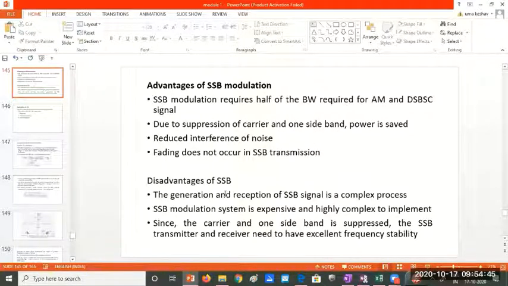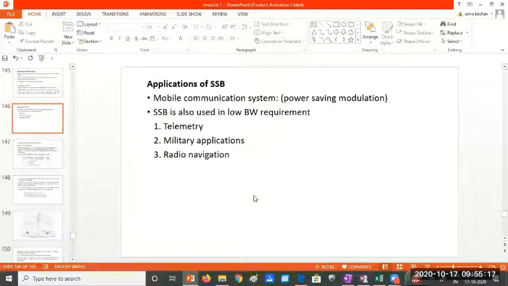So both generation and detection is a very complicated process in SSB-SC, and surely it will be highly expensive. When you need more components and more complexity, expense also increases. And since the carrier and one sideband are suppressed, the frequency stability of this system is a bit lesser. So it is not a very highly stable system. Okay, these are the disadvantages.